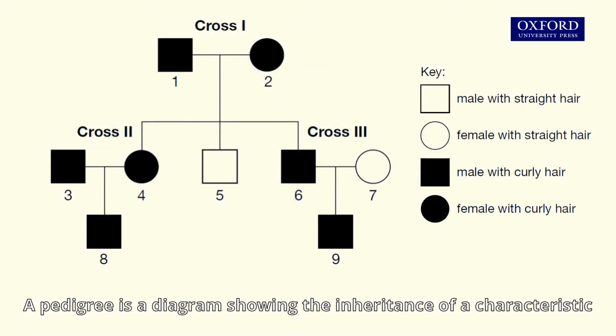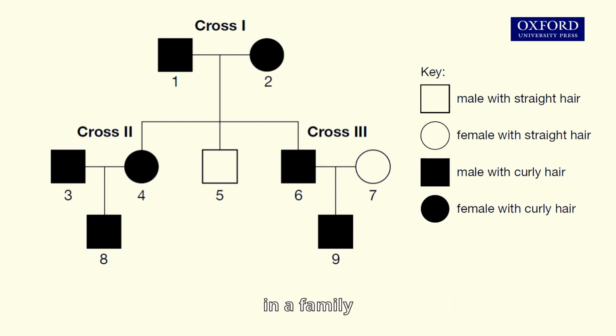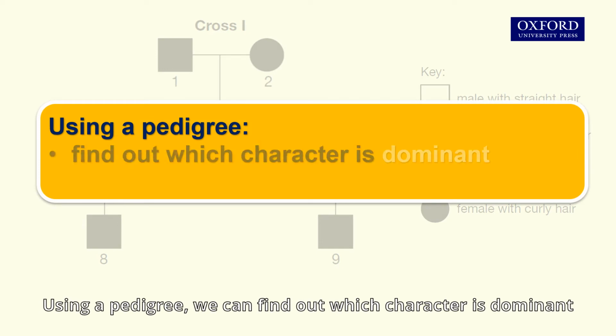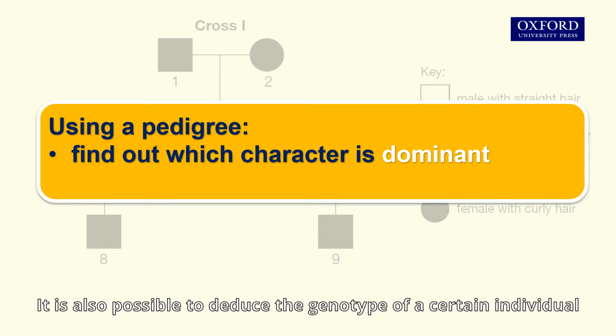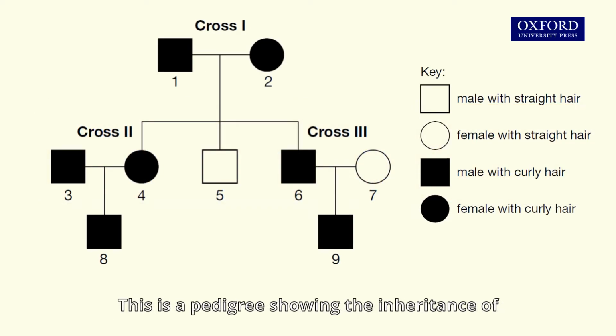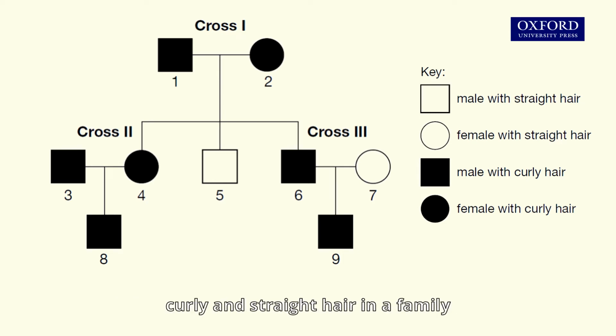A pedigree is a diagram showing the inheritance of a characteristic in a family. Using a pedigree, we can find out which character is dominant. It is also possible to deduce the genotype of a certain individual. This is a pedigree showing the inheritance of curly and straight hair in a family.